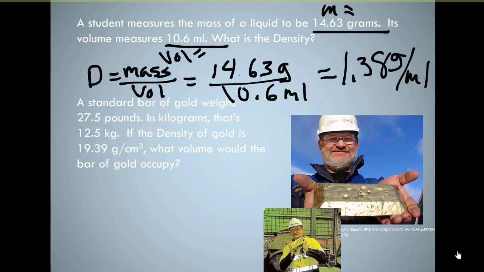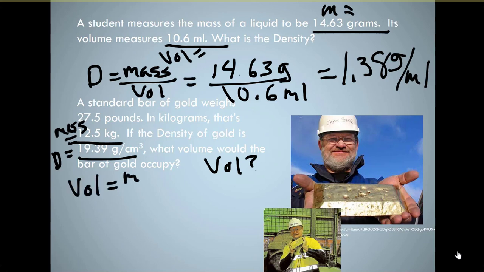Let's do this next one. Standard bar of gold weighs 27.5 pounds. In kilograms, that's this amount. If the density of gold is this, so I know there's my density. I know this is my mass right there. And it says what volume. So I do not know volume, so I need to solve for volume. So I'm going to manipulate my equation to solve for volume, and I get volume is equal to mass over density.